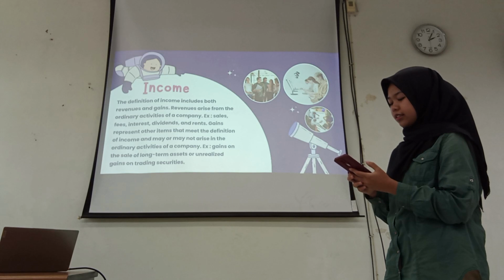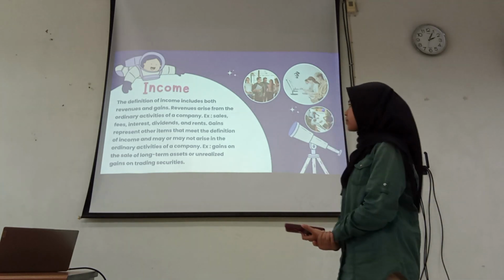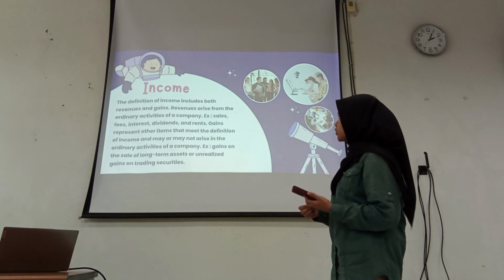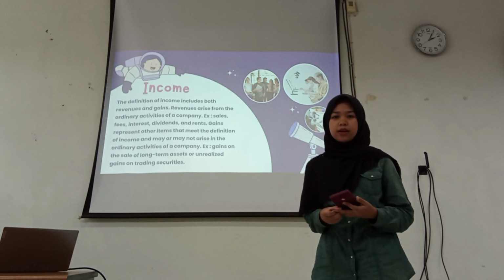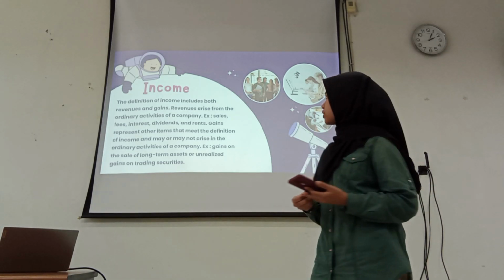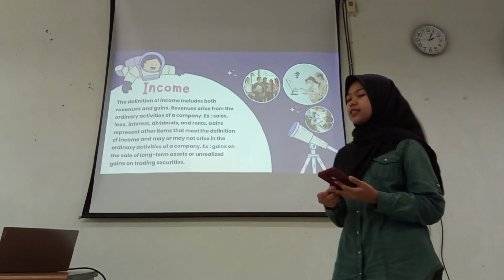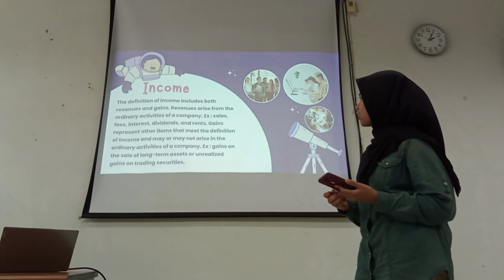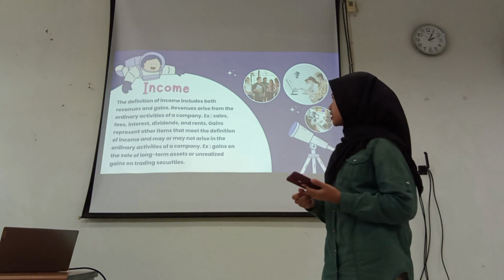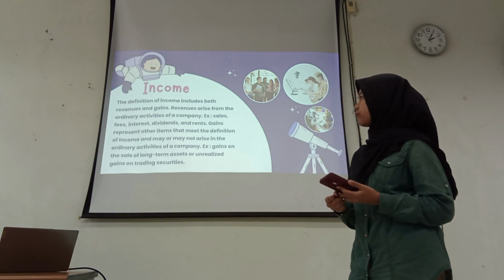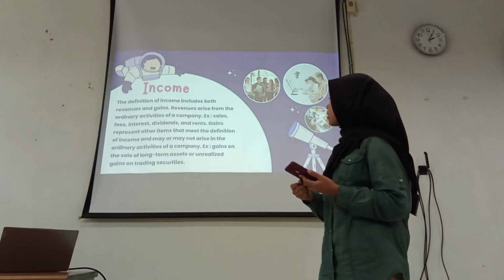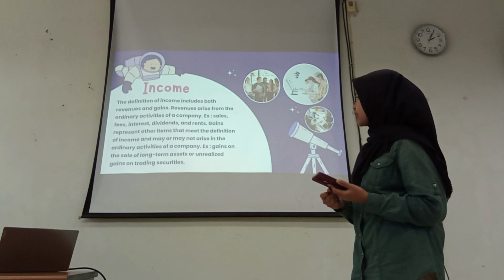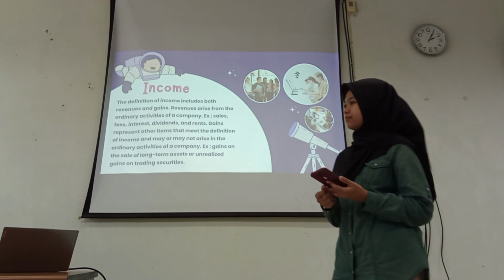So elements of financial statement, the first one is income. The definition of income includes both revenues and gains. Revenues arise from the ordinary activities of a company. Examples of revenues are sales, fees, interest, dividends, and rents. And another income is gains. Gains represent other items that meet the definition of income and may or may not arise in the ordinary activities of a company. Examples of gains are gains on the sale of long-term assets.